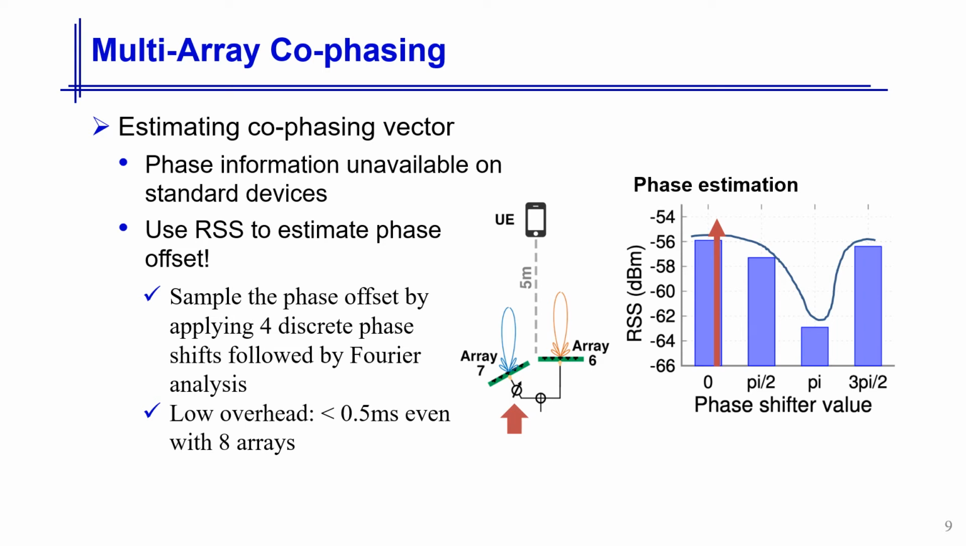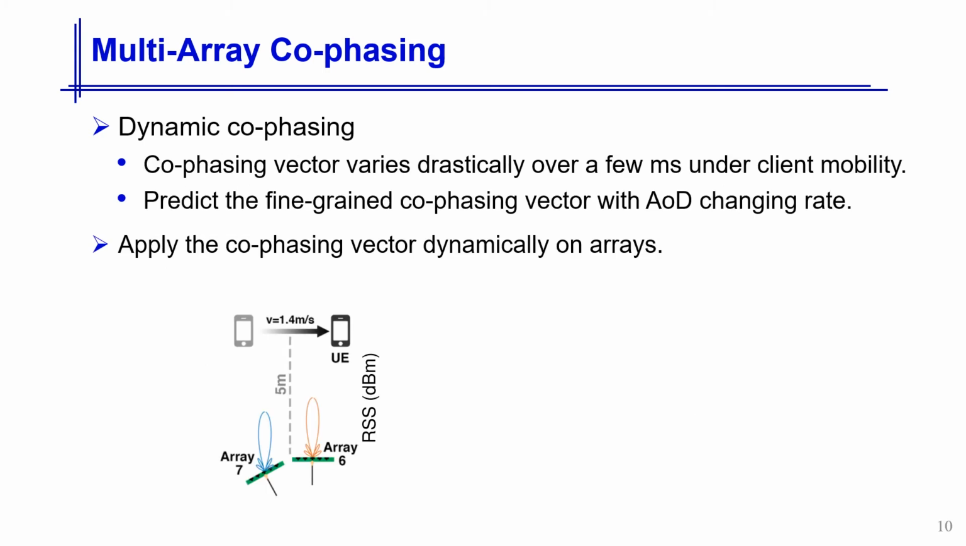This whole process takes 0.06 milliseconds for one array. So even with 8 active arrays, the total overhead is still negligible. The foregoing co-phasing algorithm assumes that the AOD information is always available as input.